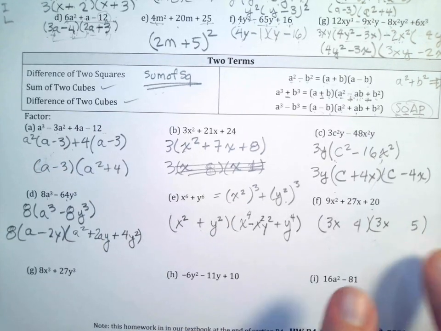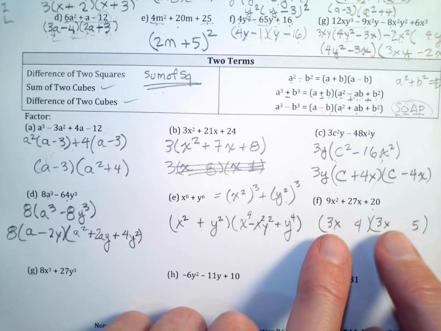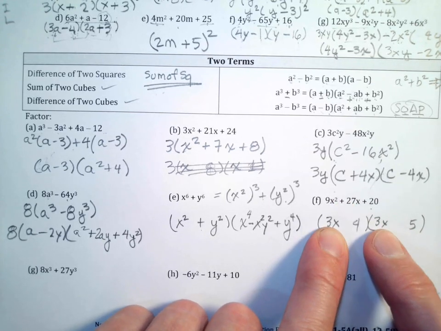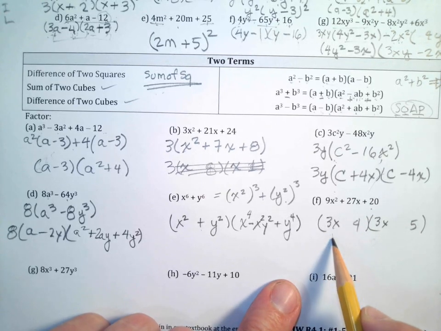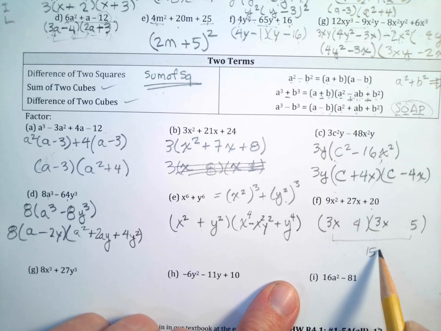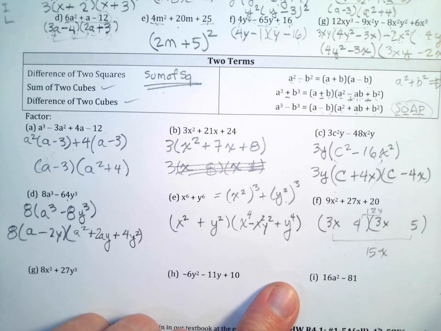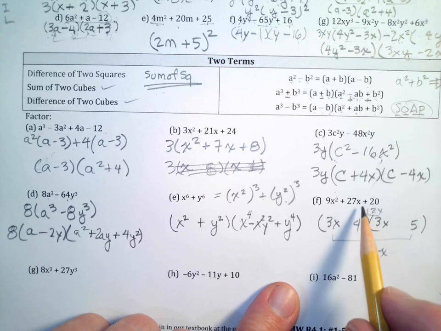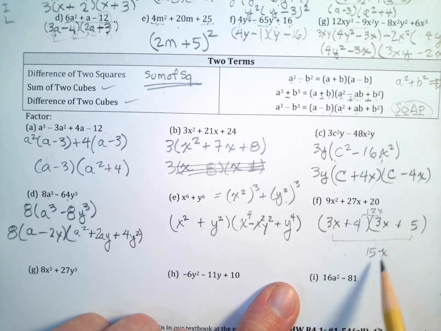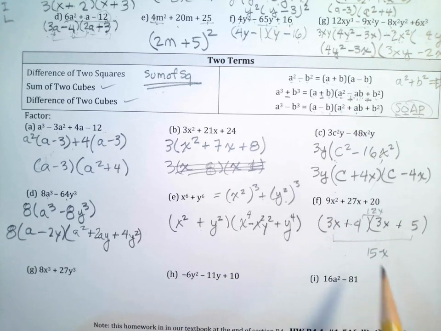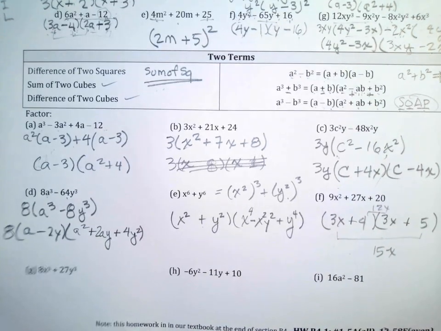Let's see if that works. So we've taken care of the outer, right? The first two give me 9x squared, the product. The last two give me 20. Now I have to check the outer. So the outer is 15x, and the inner is 12x. The signs are the same because of this plus, and they're both positive, so I can put those in. So that gives me 27x. So that's it: 3x plus 4 and 3x plus 5.